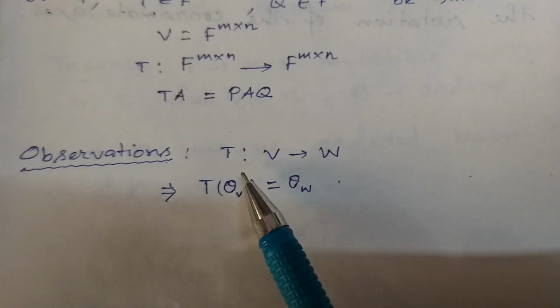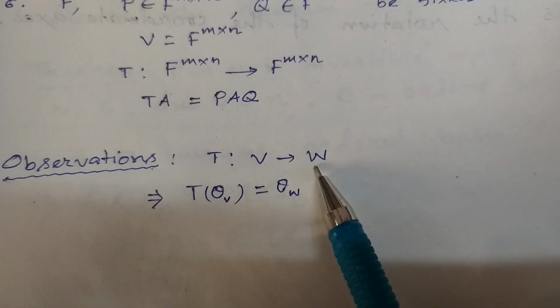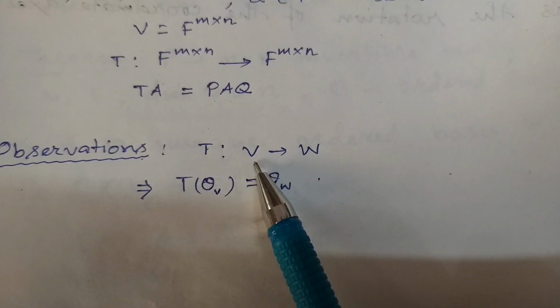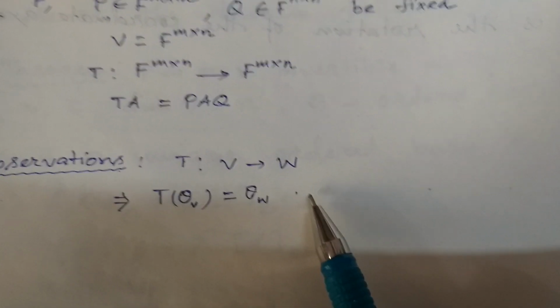Now we have one observation. Suppose T is any linear transformation from the vector space V to W, then T takes the null vector of V to the null vector of W. This holds for any linear transformation.